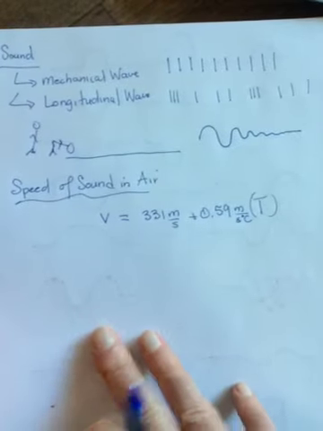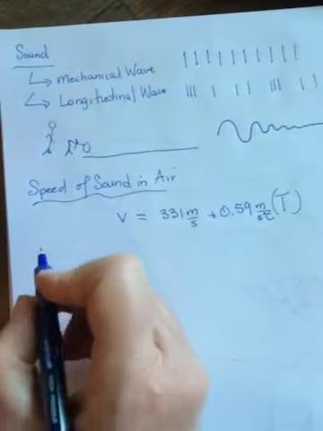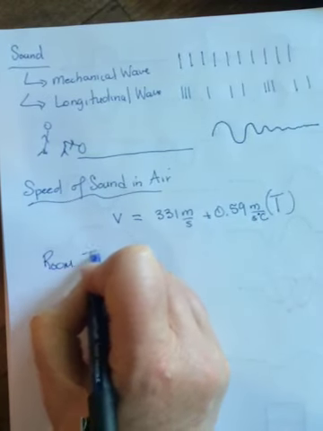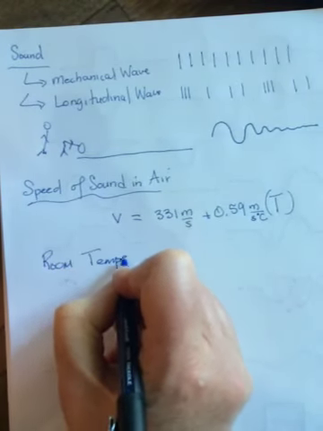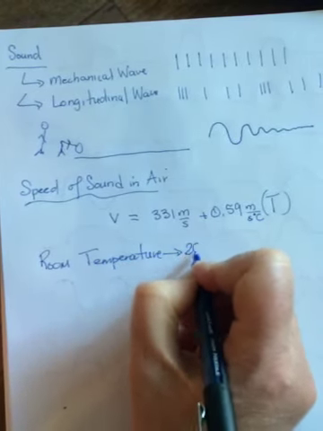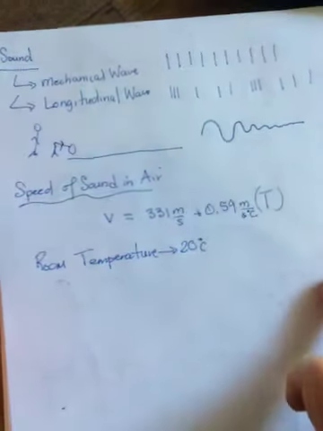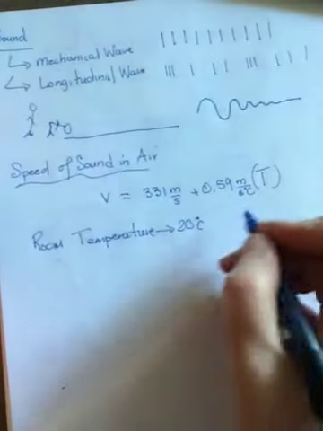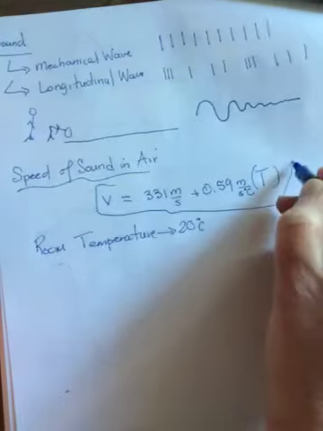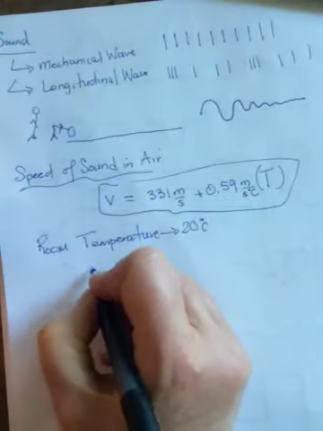If the temperature is not given in the question, then you are to assume room temperature. And room temperature, in case you were wondering, is 20 degrees. So whenever you're not given a temperature in the question and you need the speed, then you use this equation and you assume 20 degrees. So let's find the speed for 20 degrees.